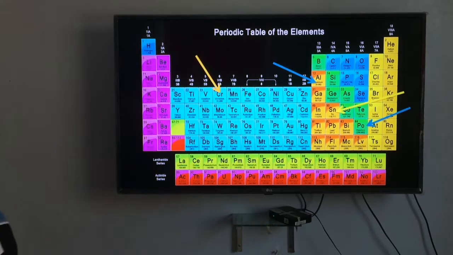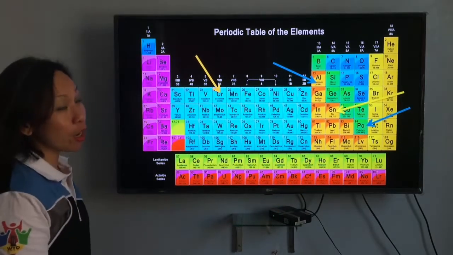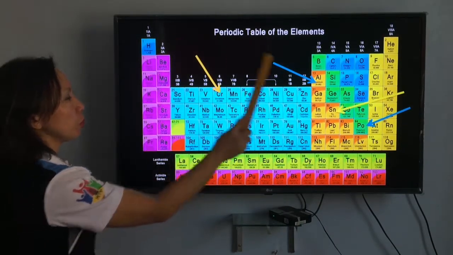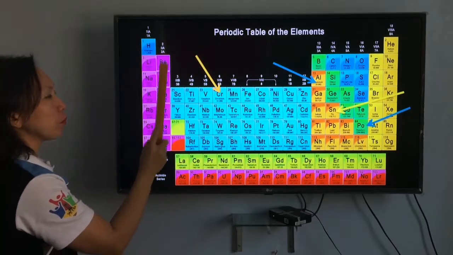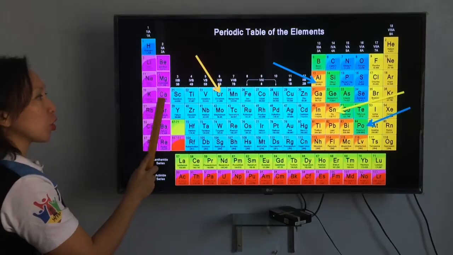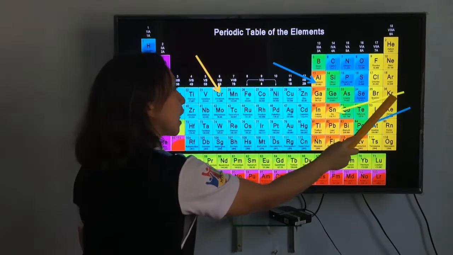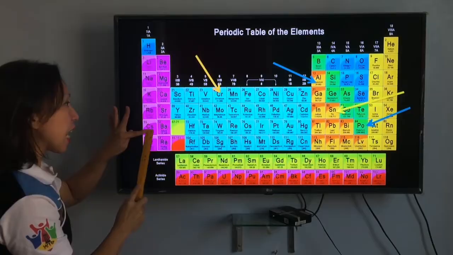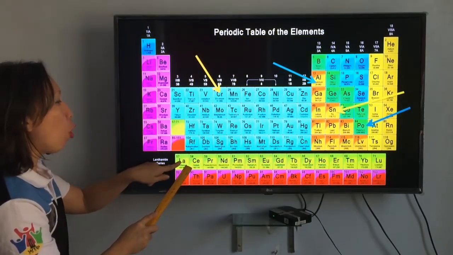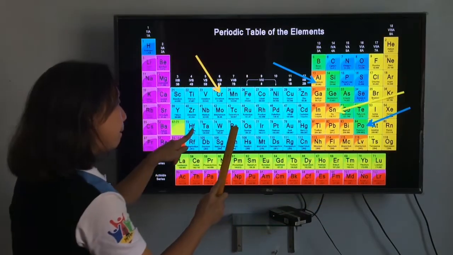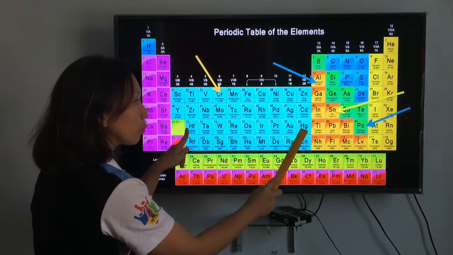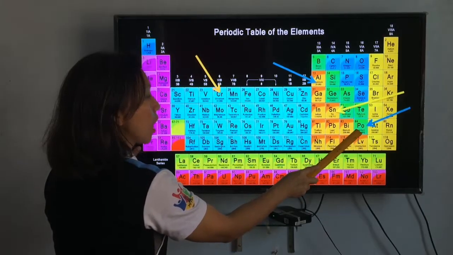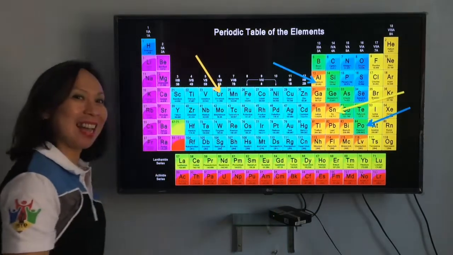Last one. Oh, that's a lot. Polonium. Atomic number 84. From the start again. 1s2, 2s2, 2p6, 3s2, 3p6, 4s2, 3d10, 4p6, 5s2, 4d10, 5p6, 6s2, go down, 4f14, go up, 5d10. And last one, 6p, 1, 2, 3, 4. 6p4. See, right, kids?